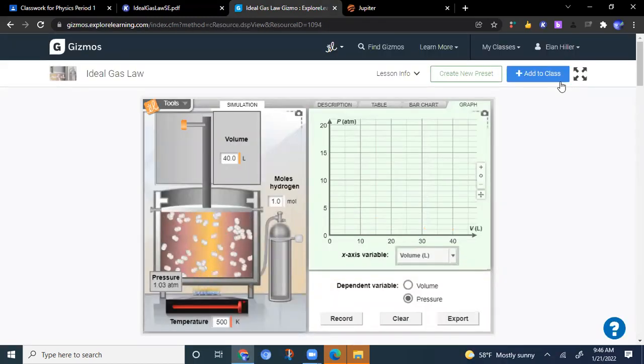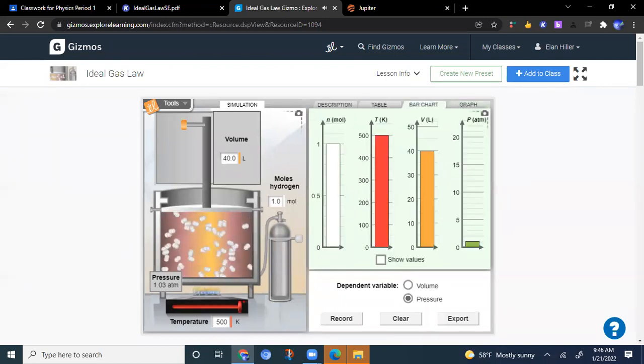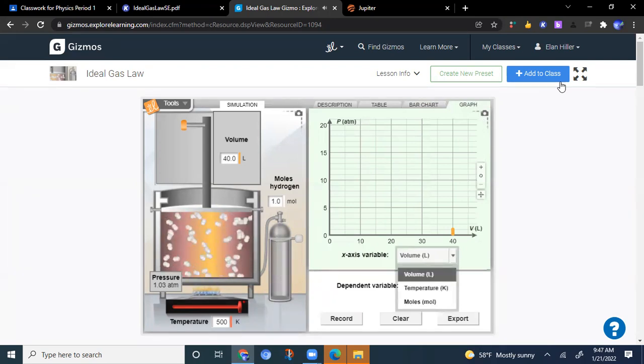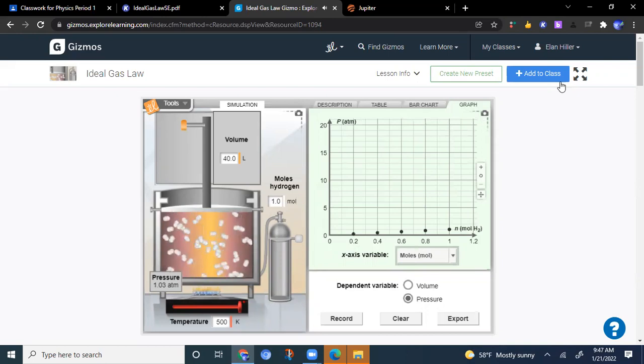Okay, first you're going to clear the data. Go to bar chart. Take the moles all the way down to 0.2. Doesn't matter what the temperature is. Temperature can stay at 500. But what you're going to do is press record. That's the first value. Then we're going to go up to 0.4, 0.6, 0.8, and 1. And if you look at the graph, change the x variable to moles, what do you notice?